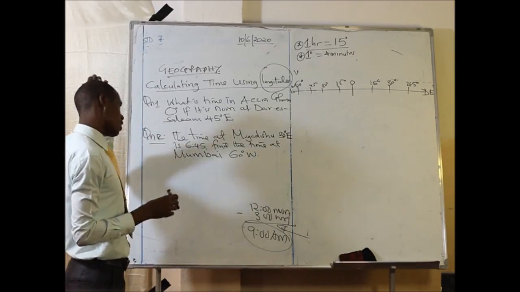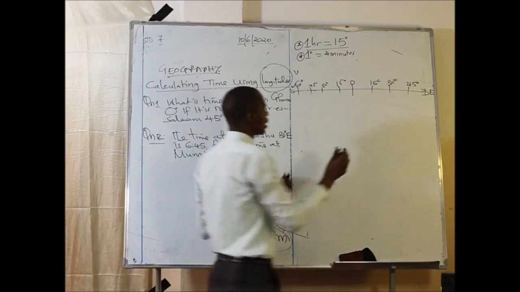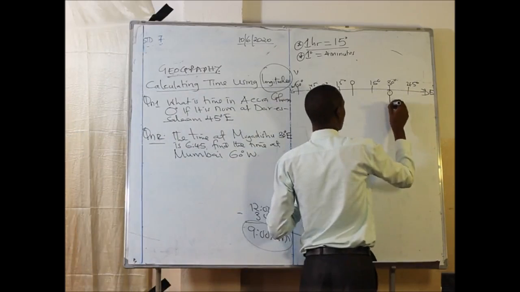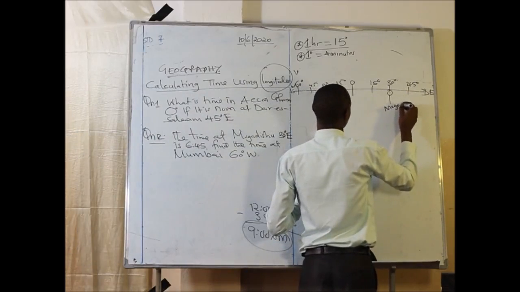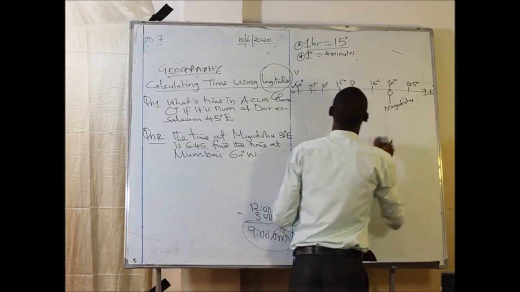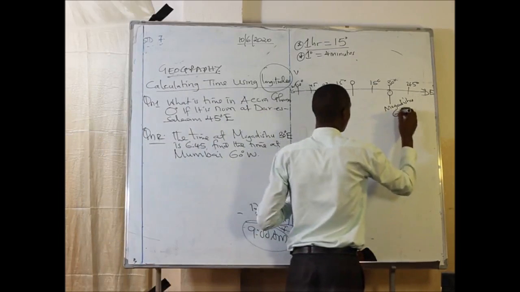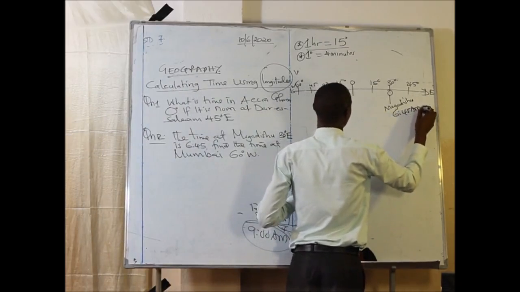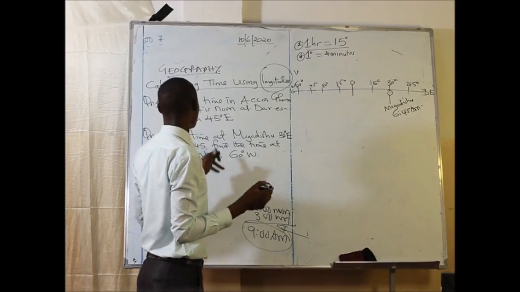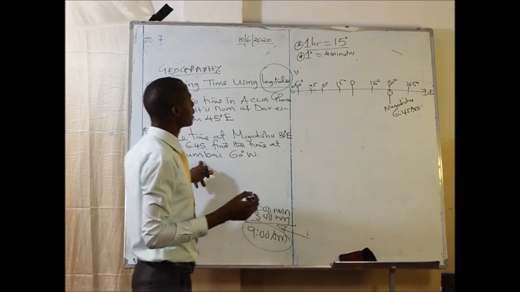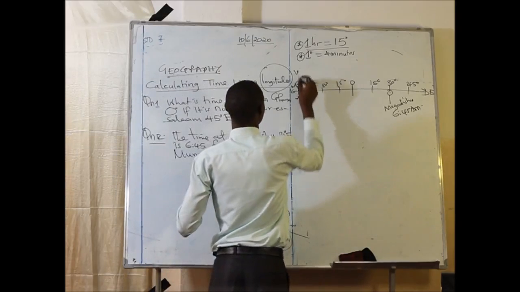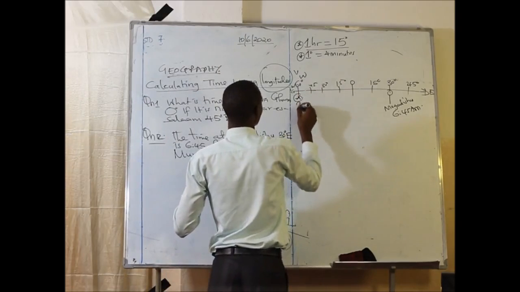Let us come back to the question. The time at Mogadishu, which is 30 degrees east. So here we have Mogadishu. The time given is 6:45 a.m. What about finding the time at Mumbai, 60 degrees west? This side is west. We don't know the time here.